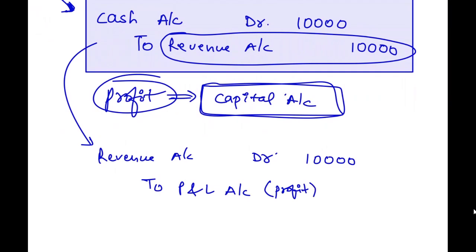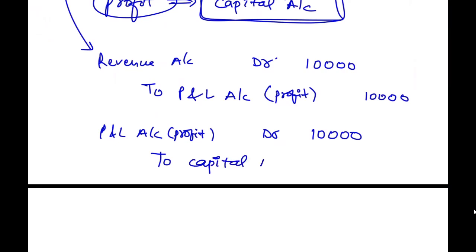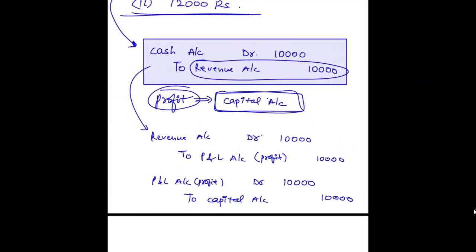Okay, let's assume we have 10,000 rupees of income and there are no expenses. So this whole 10,000 is my profit only. And where will this profit go? This profit and loss account will be debited. We will transfer this profit of rupees 10,000 to the capital account of the owner. This is the typical example of cash basis.